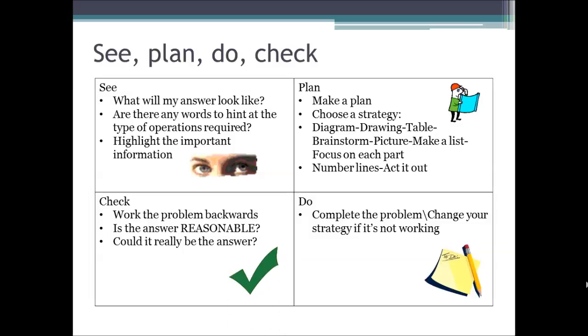Finally, once they think they've got the right answer, they need to work backwards and make sure it's reasonable, and that's a really big one here. Could it really be the answer to that question? If I'm asking you what 50% of 1,000 is and you come up with 5,000, that's not a reasonable answer. So then you need to go back through your strategies and check. And please, check, check, check. My answer needs to be reasonable.